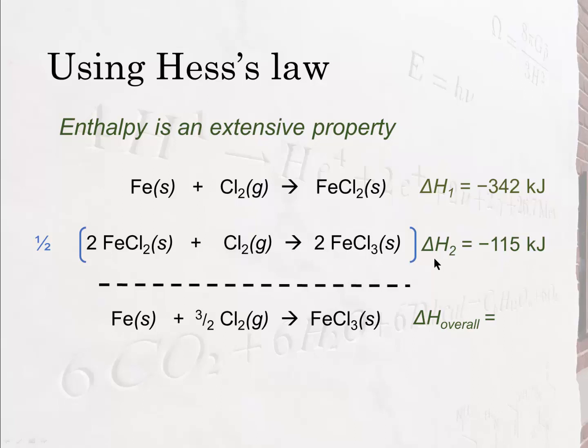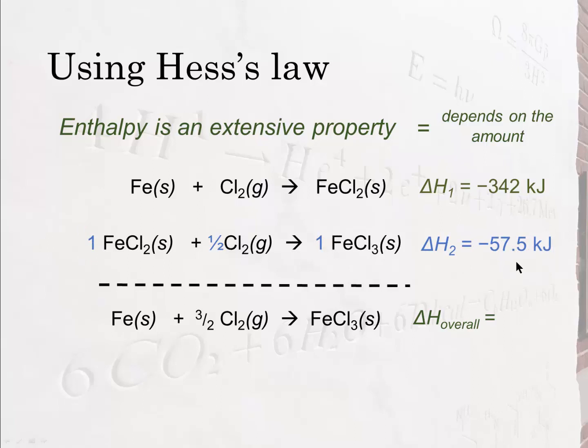Do I have to change this number as well? The answer is yes. Enthalpy is an extensive property, which means it depends on the amount of the substance. Delta H for a reaction is given in molar equivalents. That means 2 moles of FeCl2 reacting with 1 mole of Cl2 gives off 115 kilojoules of heat. If I divide the molar coefficients by 2, I have to divide the enthalpy change by 2 as well.